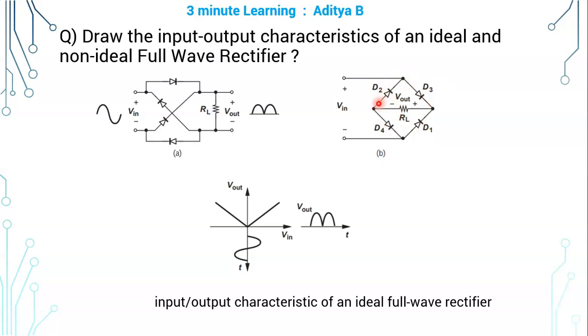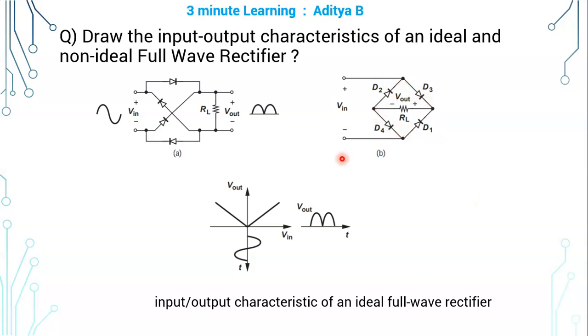First one, in the parallel arms of the bridge, the diodes face in the same direction. For example, here the diode is facing like this, and here the diode is facing like this. So these two are parallel arms or parallel branches of this square, so they face the same direction. Likewise, the remaining 2 parallel branches also, the diodes face the same direction. Also, you can form a V shape, an upper V like this and a lower V like this.